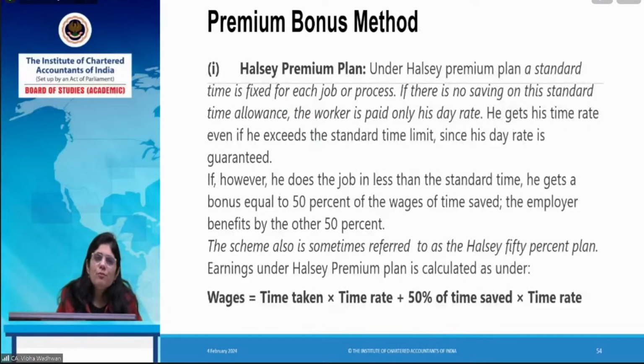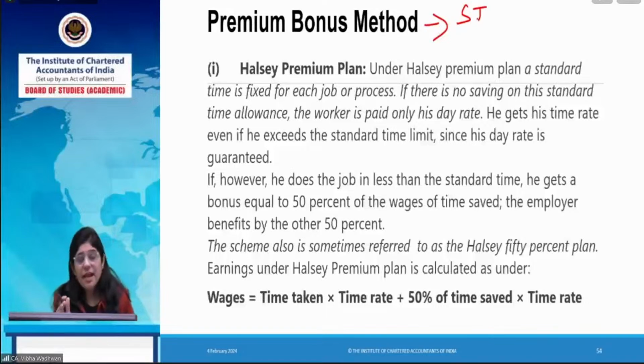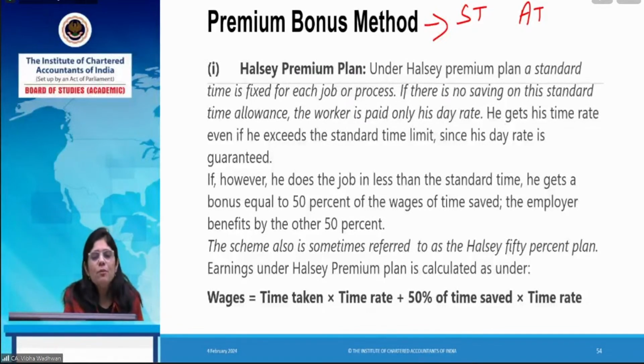So now we have the bonus methods. There are two main methods, Halsey and Rowan. In the Halsey premium method, a standard time is fixed for each job. That means how much time is allowed to do a job, the standard time. And then there is the actual time which you have taken to complete the job. So if your actual time is less than the standard time, that means you are saving time. So the premium bonus method applies if you save time.